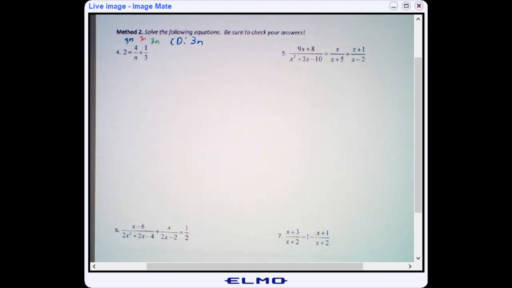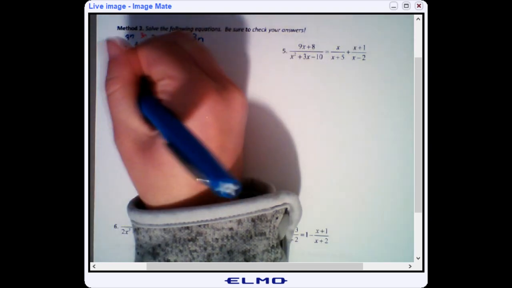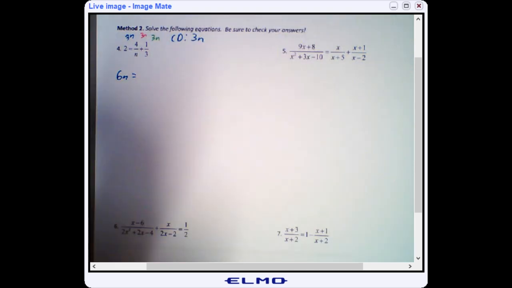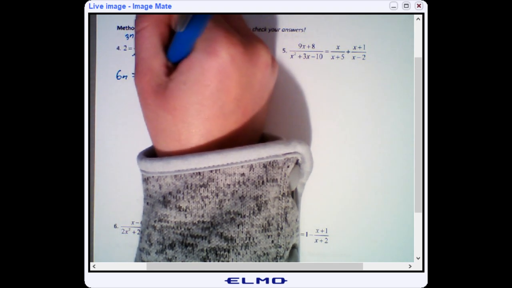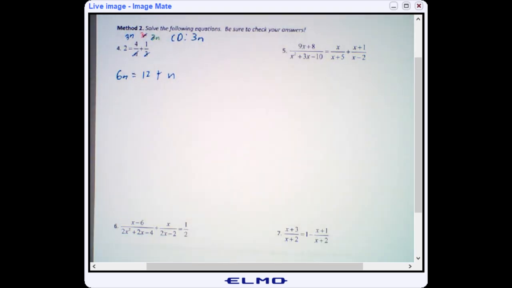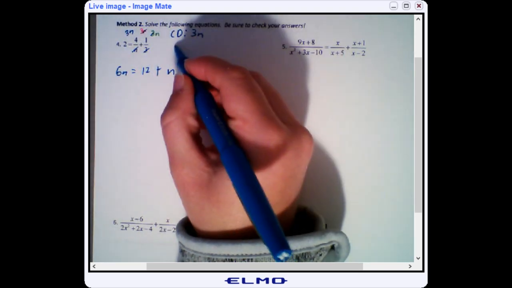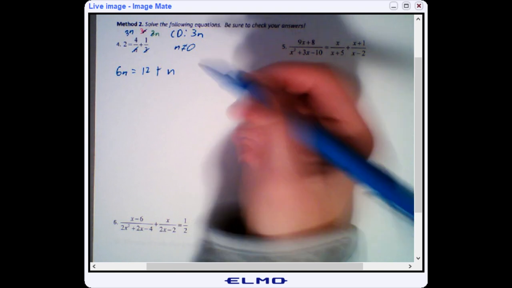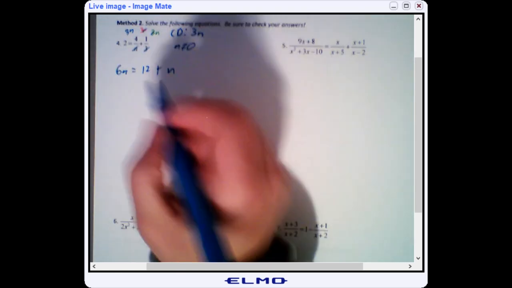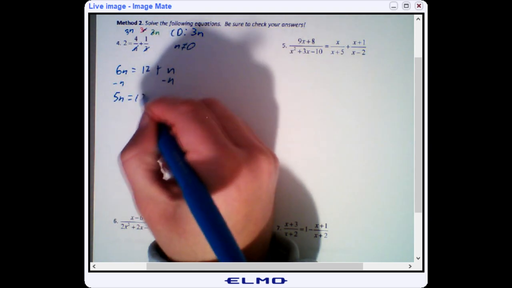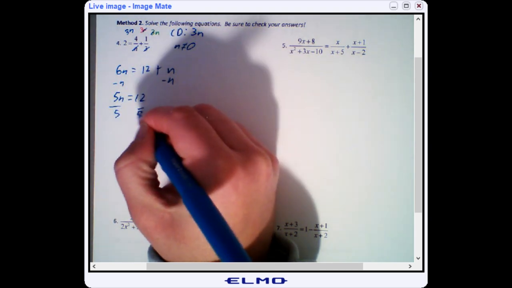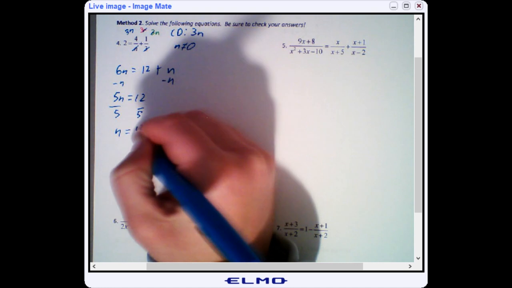So I'm going to get 6n equals, the n's here cancel, so I'm going to be left with 12 plus, the 3's here cancel, n. Before I keep going, I know that there's an n in the denominator, so n cannot equal 0. That would make the denominator 0. We get n's on one side, so subtract the n. 5n equals 12, divide by 5, and n equals 12/5.